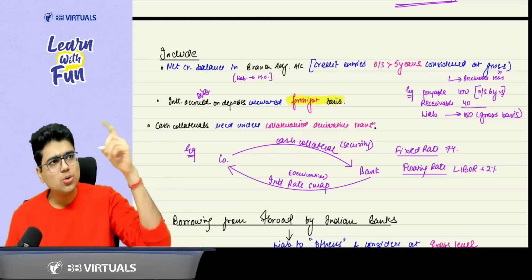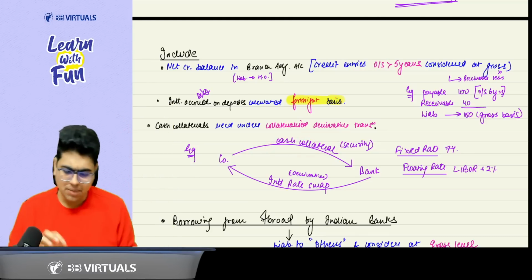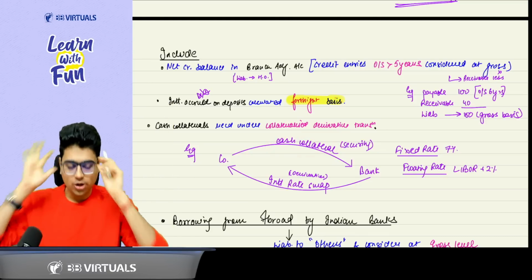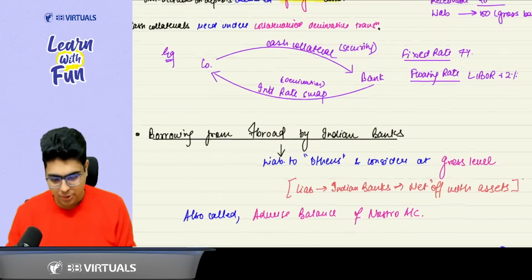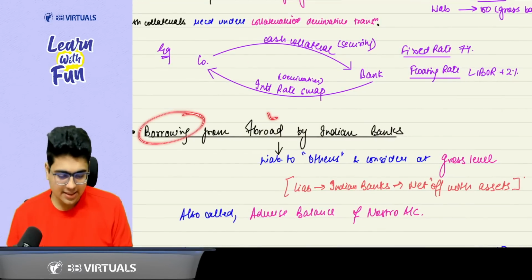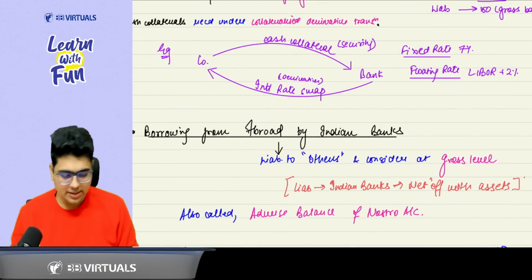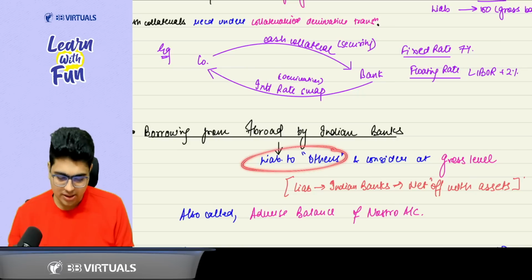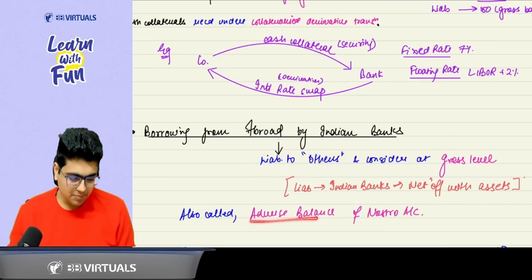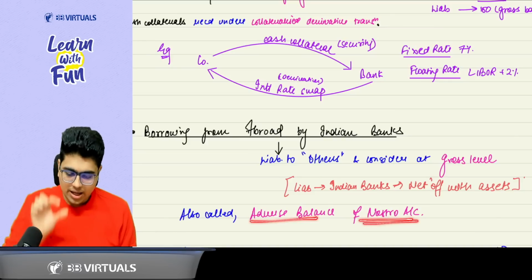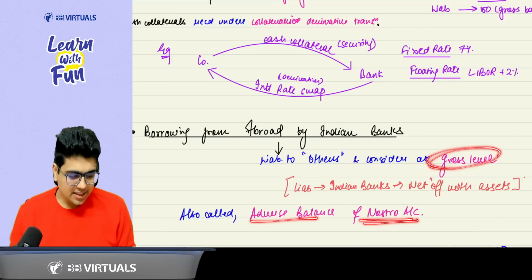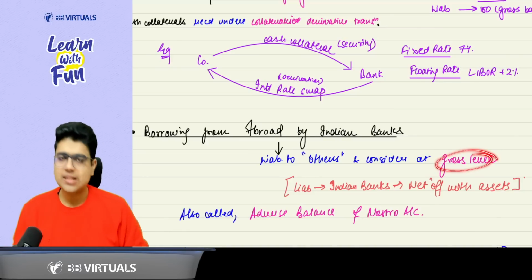So if you are required to return the cash collateral back to the company, you have to include it in your liability. Now sir, next point says, whatever borrowings the bank has taken from abroad, that is the foreign borrowings, these are just like the liability to others. You can also call them adverse balance of nostro account. They say that they need to be considered at gross level.